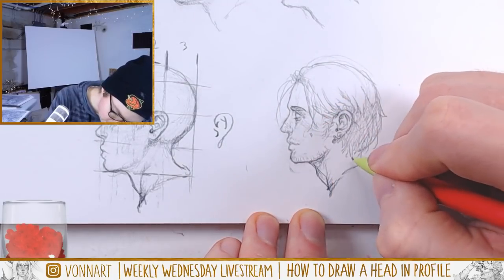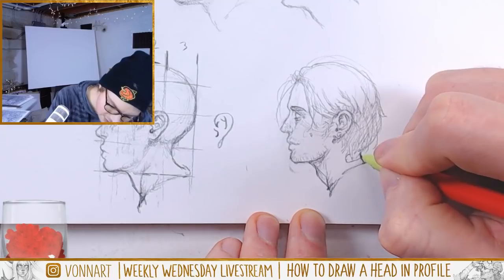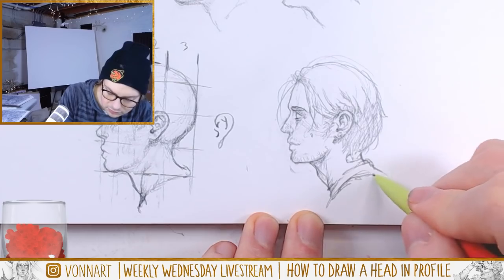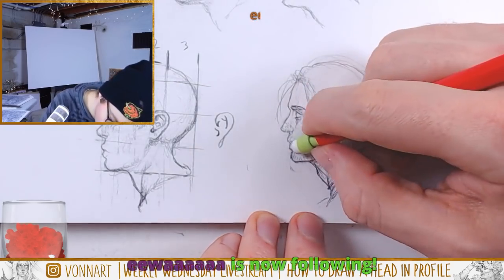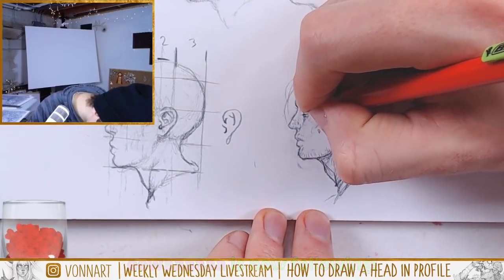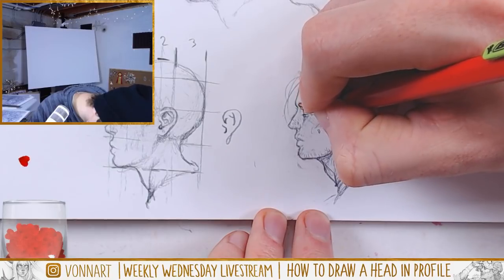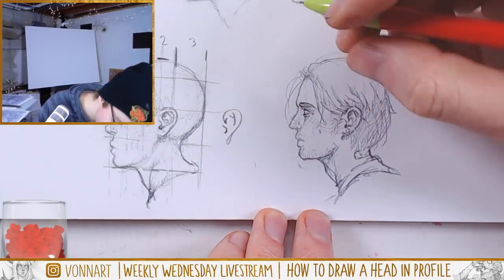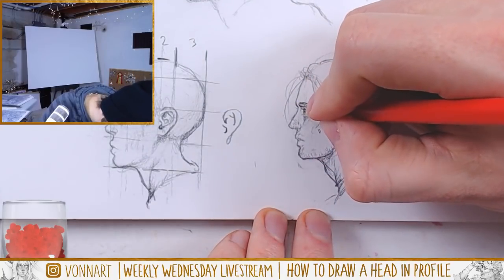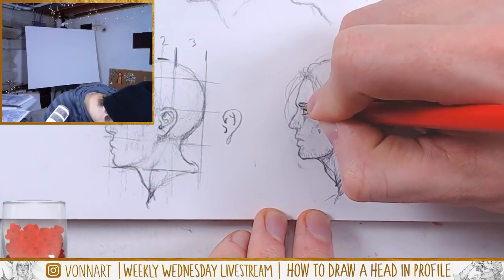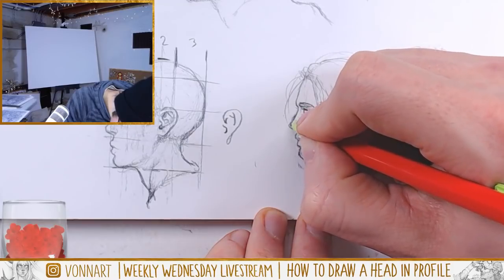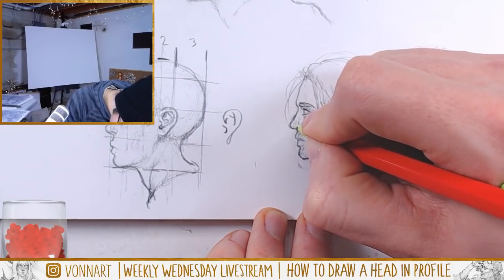And I'll draw a Band-Aid, because I like to draw a good old Band-Aid on Nate. And I don't know why I made him smiling. He rarely smiles. Oops. Closed up his eye too much there. So basically, if I was to freehand a profile, this would be the steps that I would take.